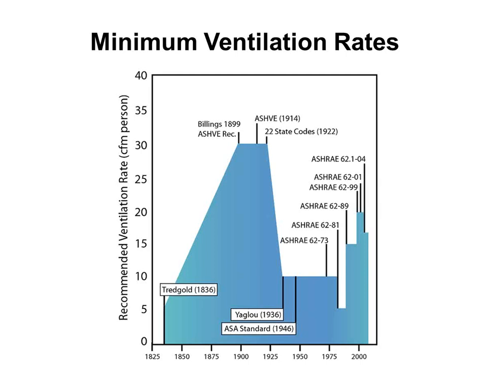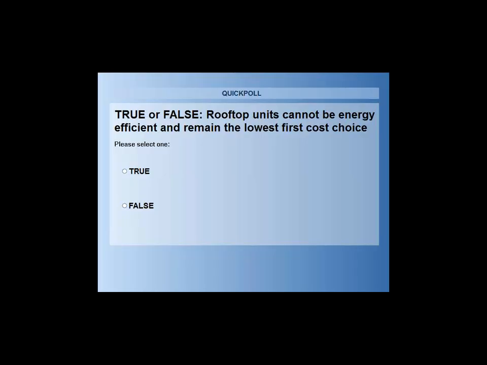We'll do another poll question here. This one should be super easy, and it's somewhat subjective, but you can kind of tell the theme here. True or false, rooftop units cannot be energy efficient and remain the lowest cost first choice. So this is more of an opinion-based one, but I think you probably can guess. You already know that rooftops are the lowest first choice, so can they stay that way and be efficient?